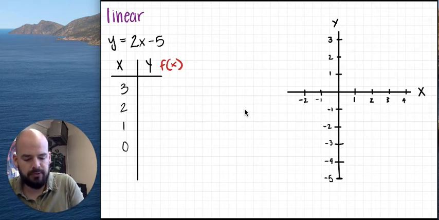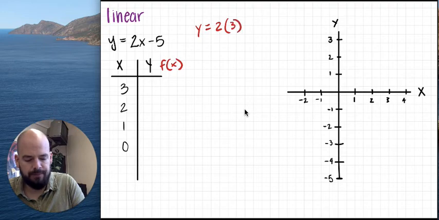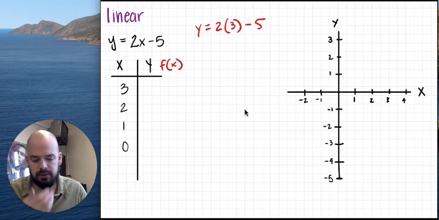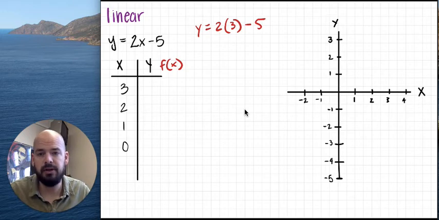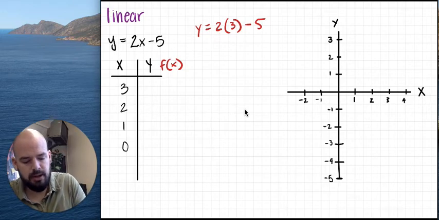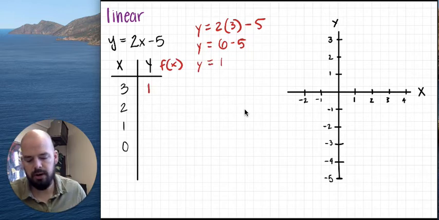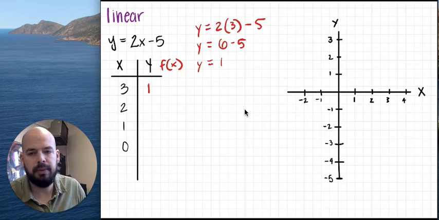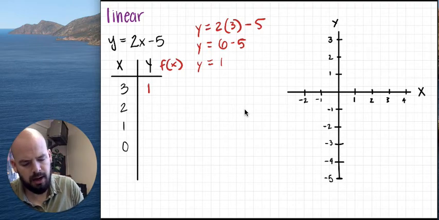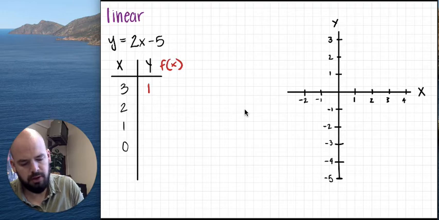So, if we take our first value, we would write y equals 2, and then instead of writing x again, we're going to write 3 minus 5. So all I've done here is I've substituted my first x value into my equation. And now I'm just going to simplify. So y equals 2 times 3 is 6 minus 5. Y equals 1. And so then I'm going to write 1 in my output column in my table. And then I'm just going to do this all over again for each one of my inputs.